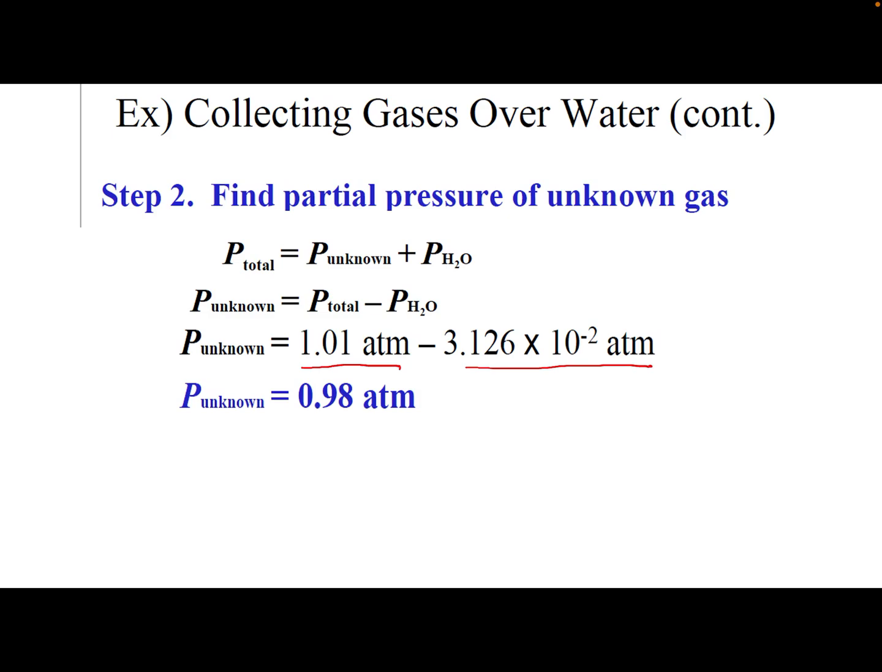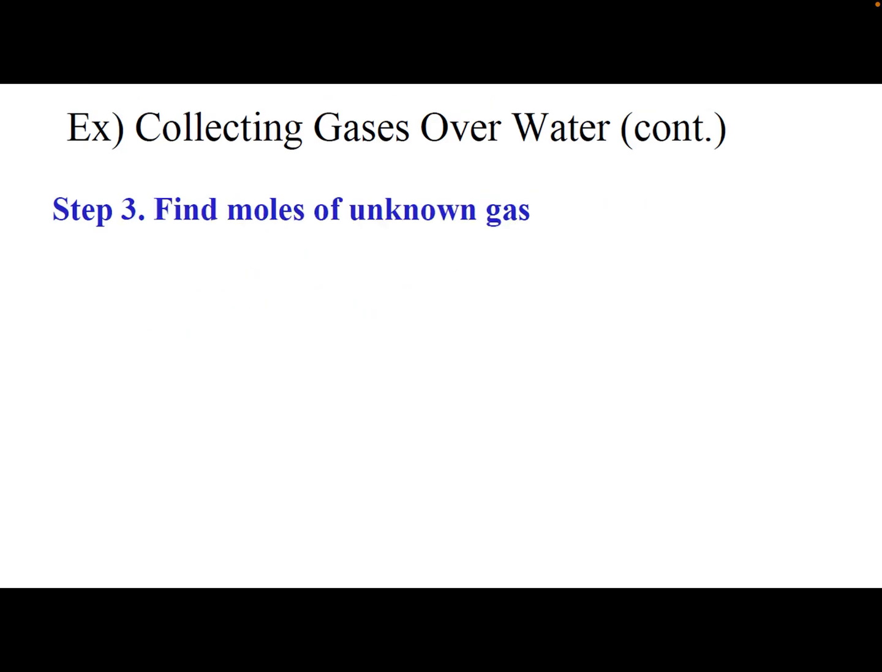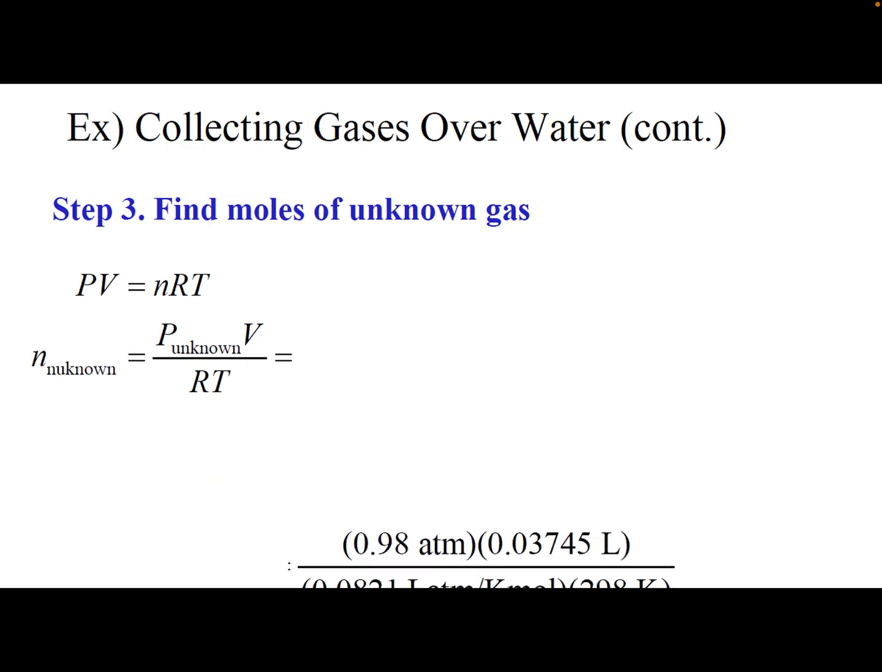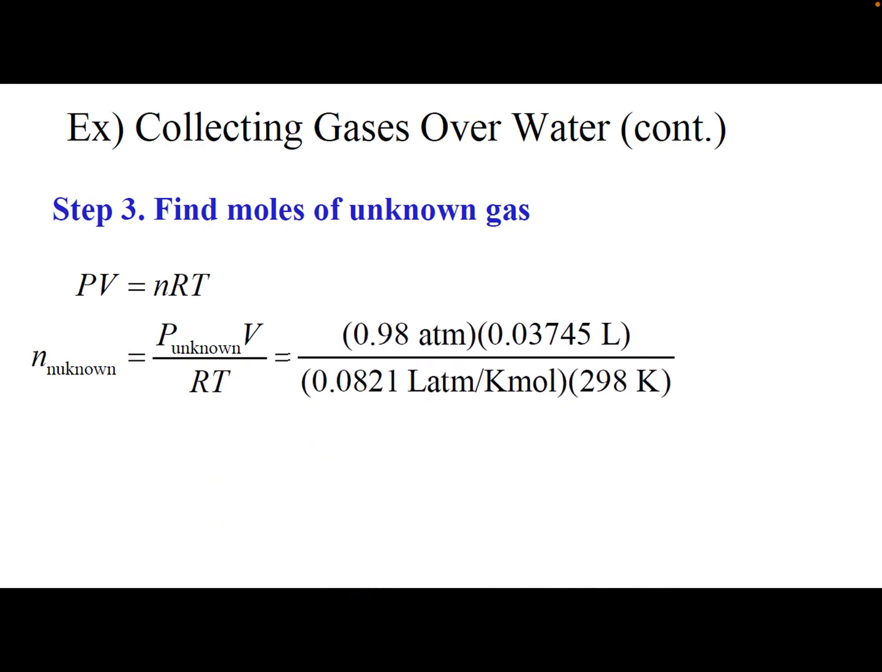So we have a pressure now, we have a temperature now, we have a volume now that we have to convert to liters, but we can solve for the number of moles. We can find the moles of the unknown gas. We have the pressure of the unknown, we have a volume, we have R, and we have T. So pressure, 0.98 atmosphere. Volume, they gave it to you as milliliters, so remember to convert that to liters. Our value for R, and then our temperature was given to us as 25 Celsius, so that will be 298 Kelvin. And so we can solve for how many moles we have of the unknown.